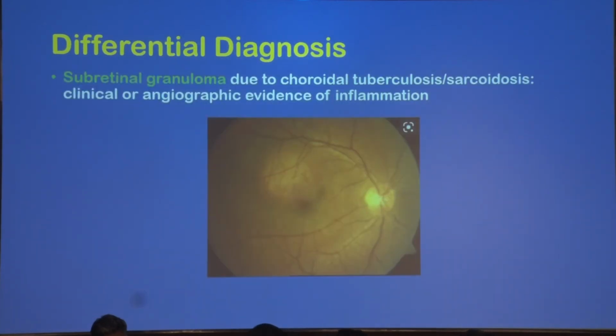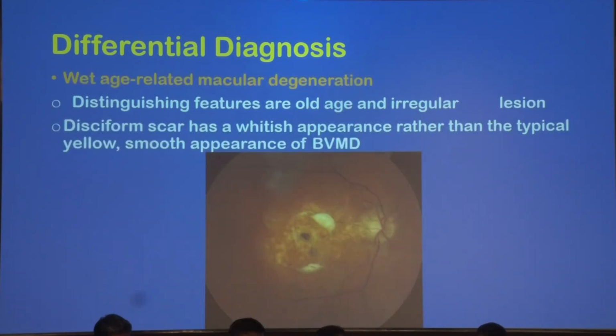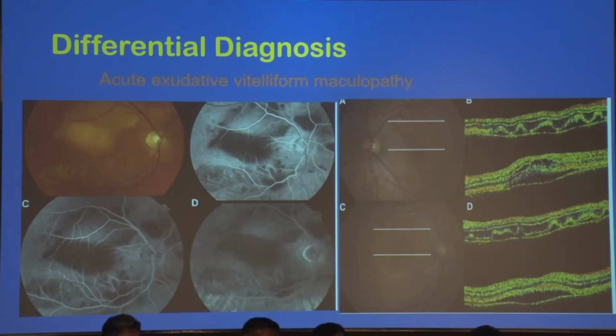What are the differential diagnoses that can come to you when you see these patients the first time? One is subretinal granuloma. Usually these patients have other features of inflammation, so we are unlikely to mistake this for granulomas. The other one, as I already spoke, is wet age-related macular degeneration, in the advanced stage when there is a scarring. But the disciform scarring in ARMD has an irregular margin, and it is not the typical yellow and smooth appearance we see in Best disease.